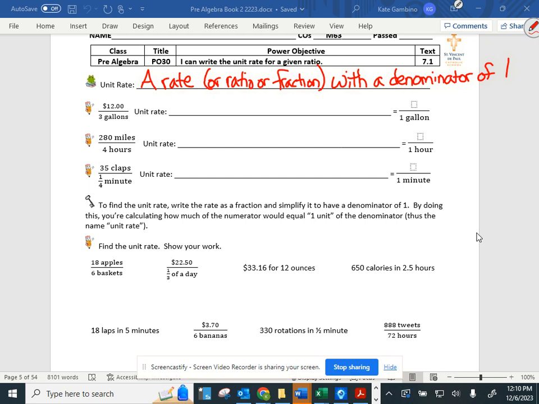So if we have $12 for 3 gallons of gas, ooh, wow, that would be a good deal. $12 for 3 gallons of, no, not a good deal. Yeah, no, that would be a bad deal.